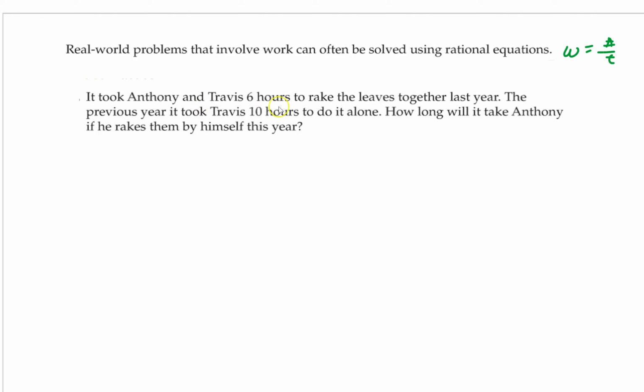It took Anthony and Travis 6 hours to rake the leaves together. So the rate together is 1/6. The previous year, it took Travis 10 hours to do it alone. So Travis's rate, he could do one job in 10 hours. Again, together they could do one job in 6 hours. How long will it take Anthony to rake the leaves by himself this year? So Anthony does one job in x hours.